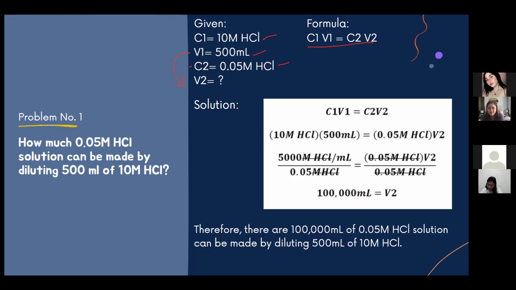Divide both sides by the 0.05 M to isolate V2. And then this one is 5,000. 5,000 divided by 0.05. Yes, this is correct. 100,000 ml. So, when we dilute the 10 molar at 500 ml and make the volume 100,000 ml, adding a lot of, for example, water, its concentration will of course become smaller, 0.05 molar. So that is what our problem means.